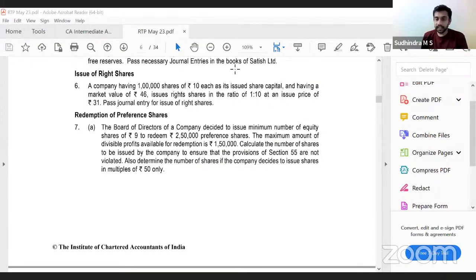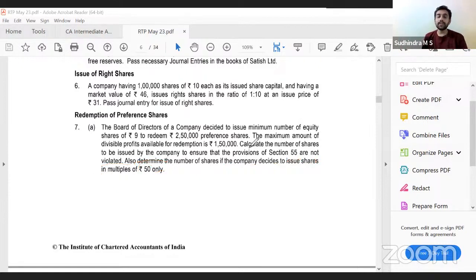Now, what are they telling? If the company decides to issue shares in multiples of rupees 50 only, that means the issue price can be rupees 50 per share, 100 rupees per share, 150 per share, 200 per share, 250 per share. Correct? That is what it means.